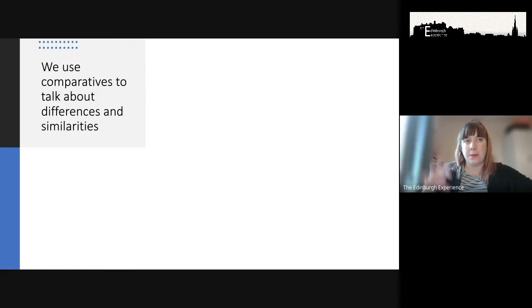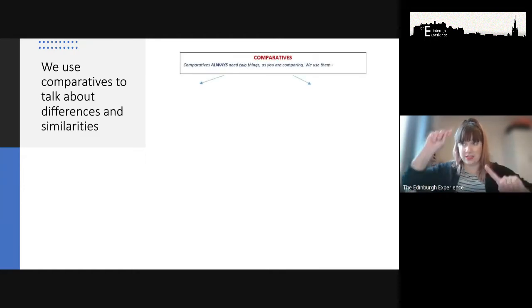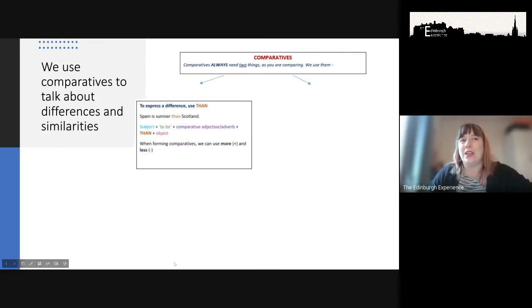When we're using comparatives, it's to talk about differences and similarities, right? A comparative always has to have two things, because you are comparing, so you always need to have something to compare to. We can use them to talk about differences. When we talk about a difference, that's when we use than, not that. Watch out for that, it's a really common mistake.